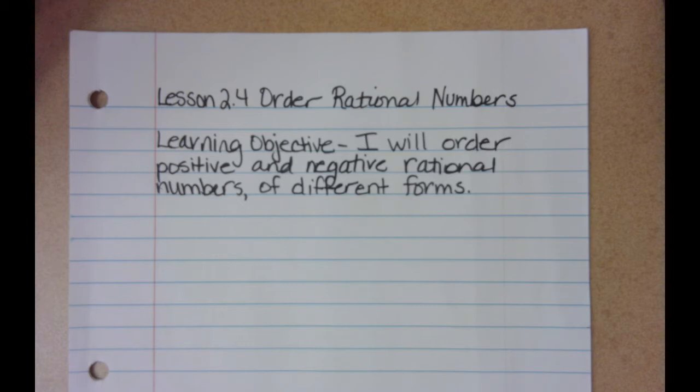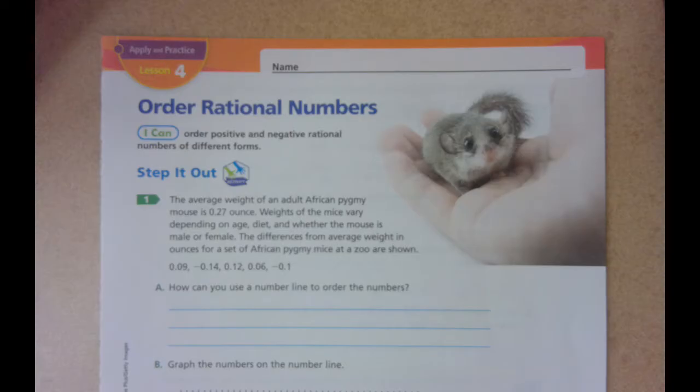And kiddos, that's it for when it comes to taking notes on just plain paper. So now you need to be ready to start using your textbook pages. We're going to start on page 51, up at the top where it says Step It Out. The average weight of an adult African pygmy mouse is 27 hundredths of an ounce. Weights of the mice vary depending on age, diet, and whether the mouse is a male or female.